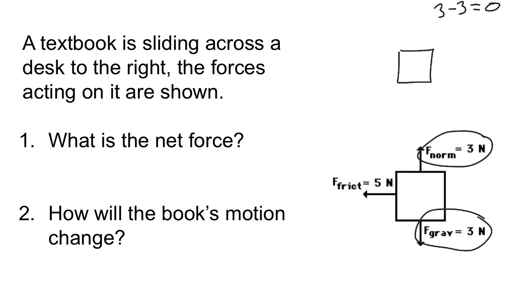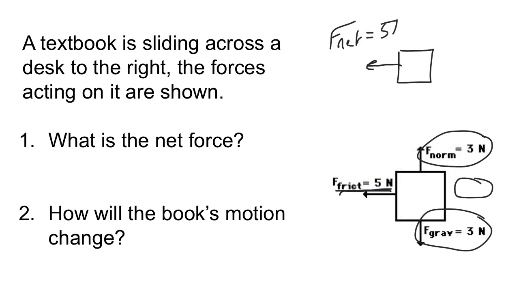So I'm not going to draw any forces in the up-down direction, my vertical. And then I look at my horizontal forces, and I have just my 5 newtons acting to the left. And so I don't have anything on the right side to balance that out. And so I am going to have a net force of 5 newtons acting to the left. And so if we look back at the problem, that's the first one, the net force is 5 newtons acting to the left. And how will the book's motion change?